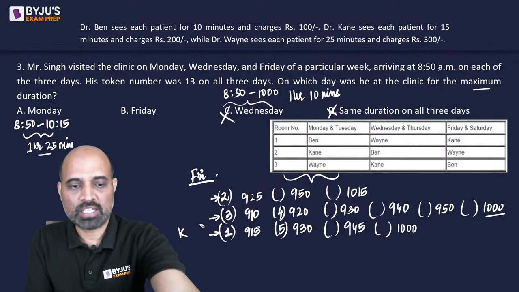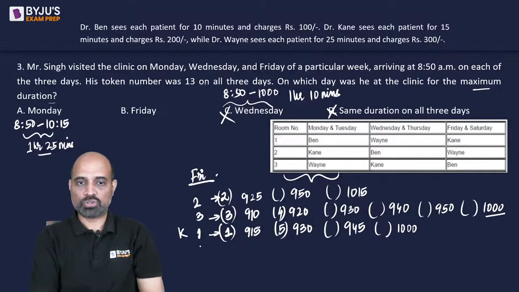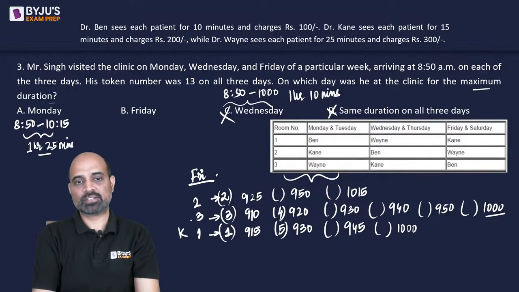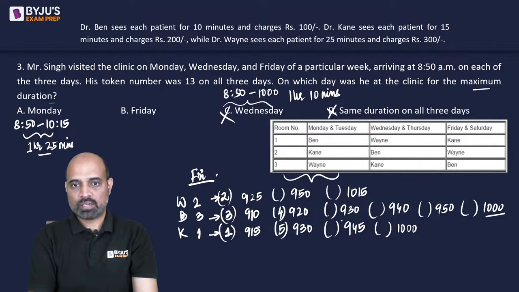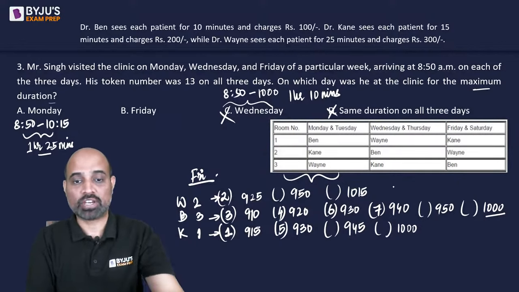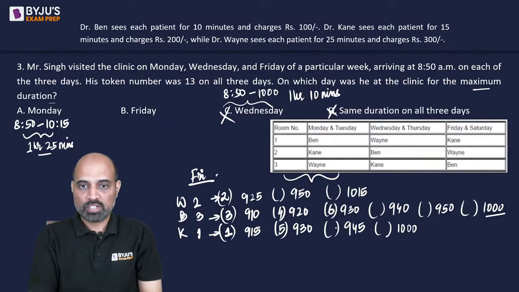So these are room numbers. I'll write it down. Room number 1, 2 and 3. So Ken gets the preference. So 1, 2 and 3, then 4 and 5, and then patient number 6 will go to Ben because he is free by that time. Patient number 7 will now go to Ben again because, Ken, because his is the smaller room number, right?